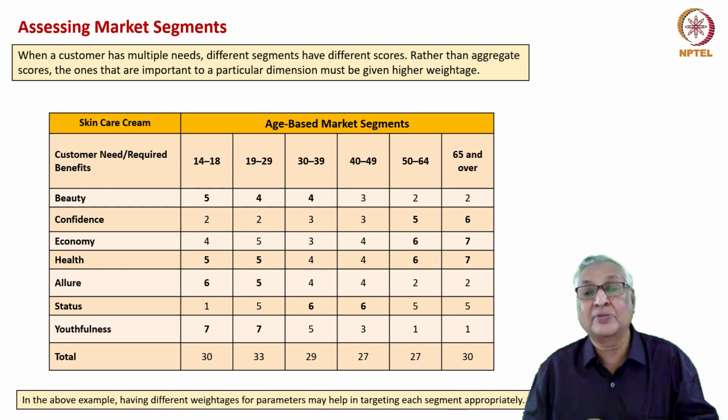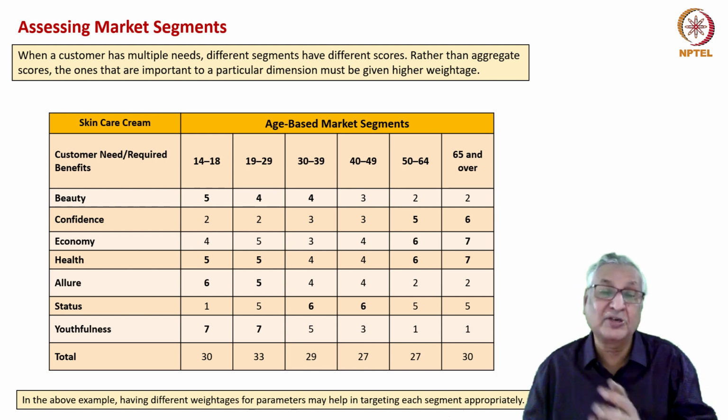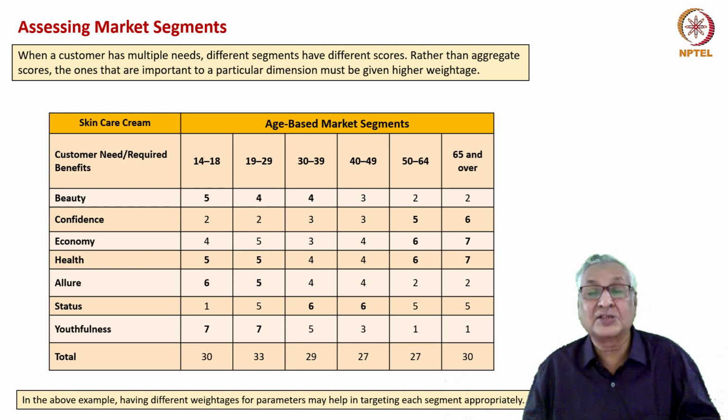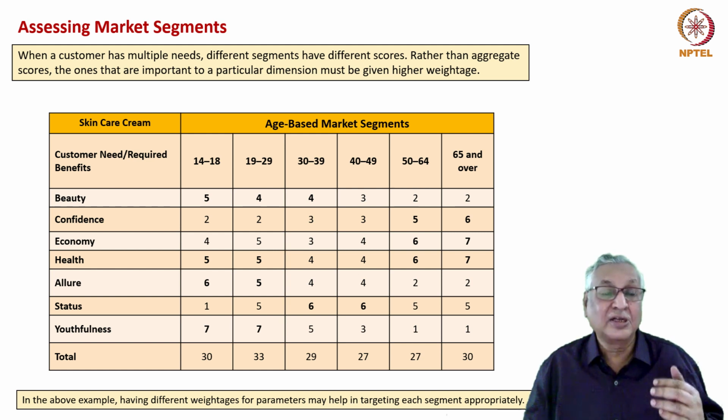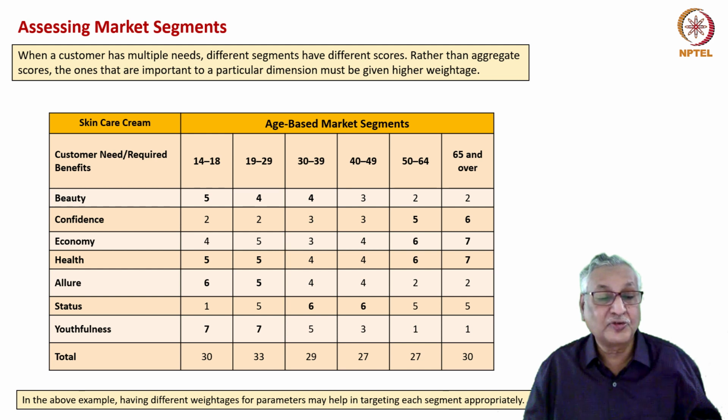Let's look at the skincare cream as a product. And in skincare cream, we have different market segments that are age based. The skincare needs of someone who is 65 years and over is much different from the skincare needs of a 19 to 29 individual. So when you look at the factors that determine the skincare cream's constitution, beauty, confidence, economy, health, allure, status, youthfulness, all reflect what the skincare cream could deliver to an individual in different age groups, in different levels. But the importance given to each of the factors will vary.